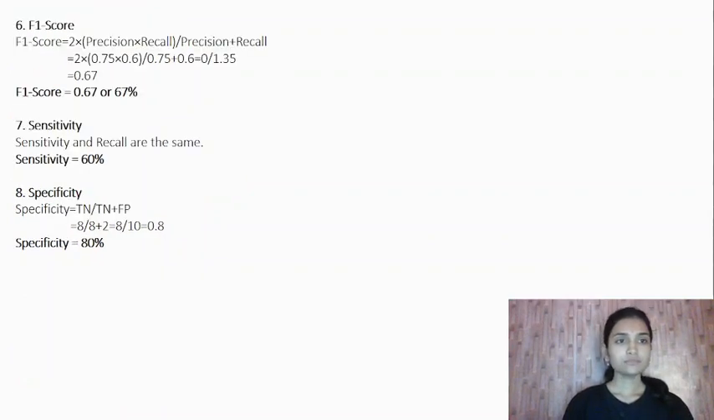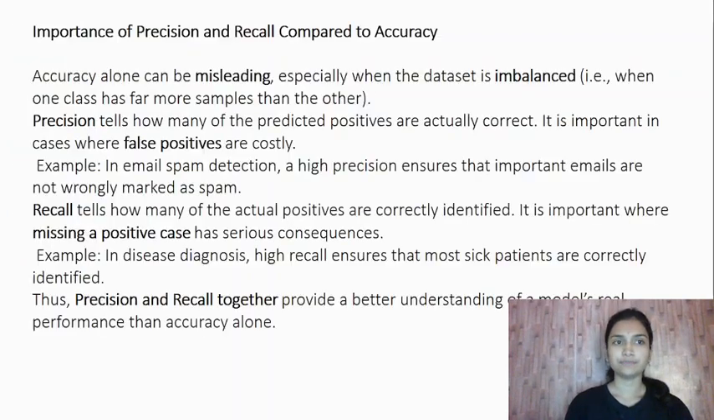F1 score. The formula for F1 score is 2 into precision into recall upon precision plus recall. It's 67%. Sensitivity. Sensitivity and recall are the same. Specificity is true negative upon true negative plus false positive, so it's 80%.